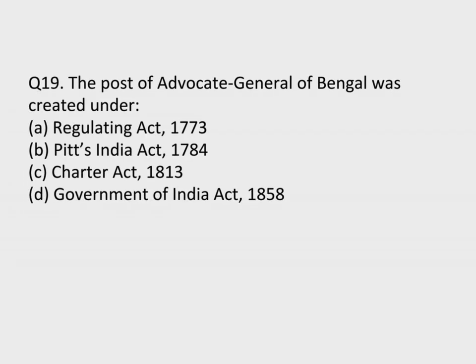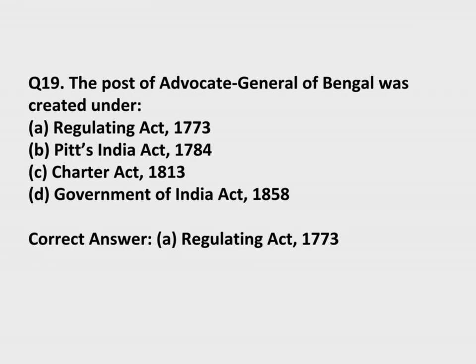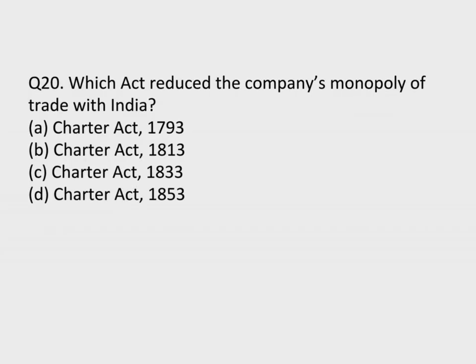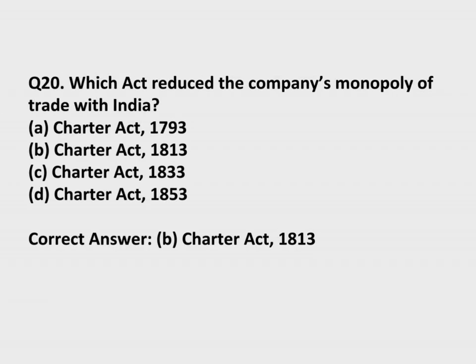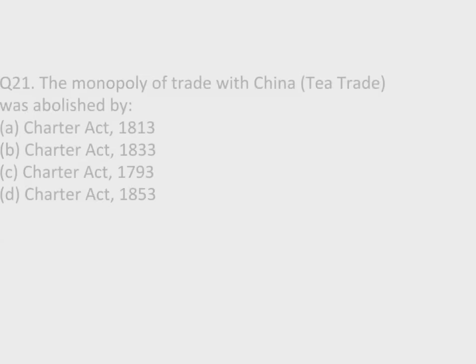19. The post of Advocate General of Bengal was created under. Correct answer, A. Regulating Act, 1773. 20. Which act reduced the company's monopoly of trade with India? Correct answer, B. Charter Act, 1813.